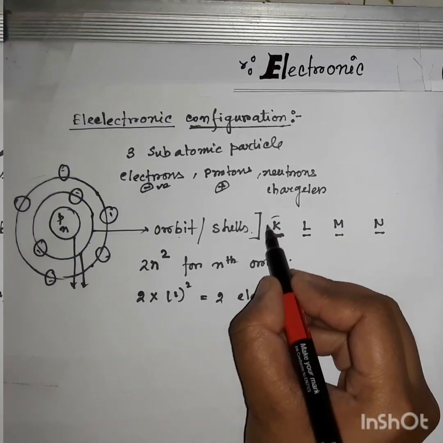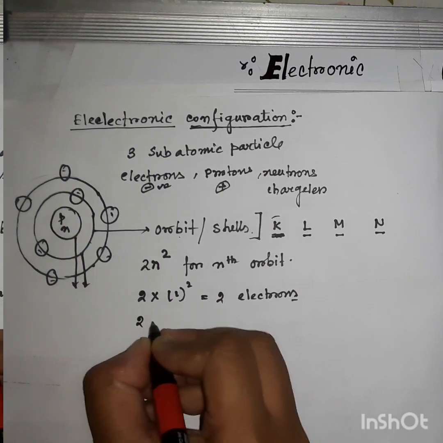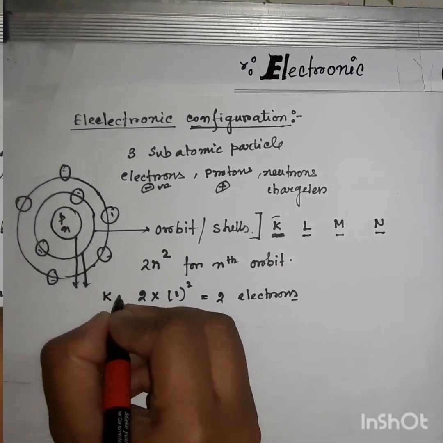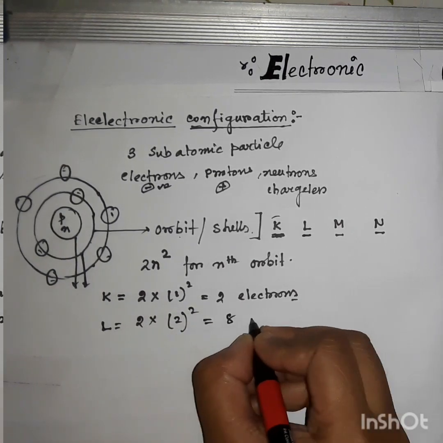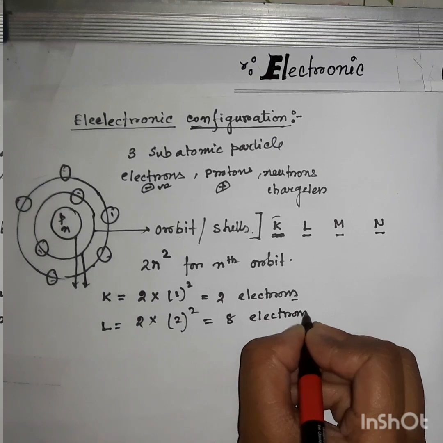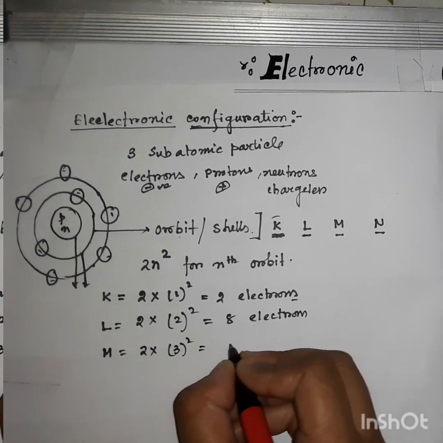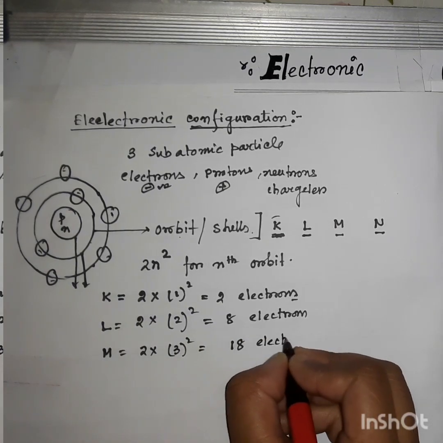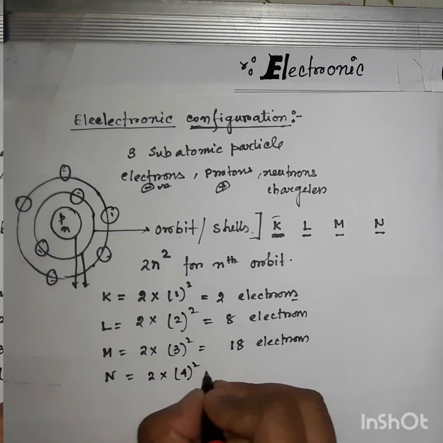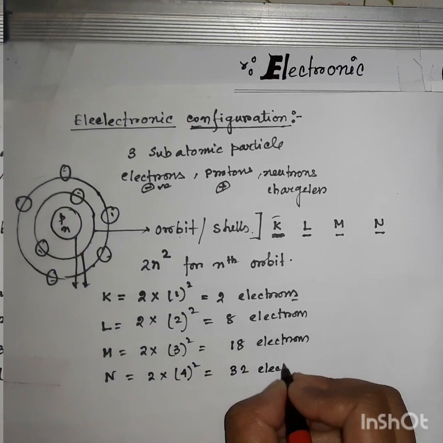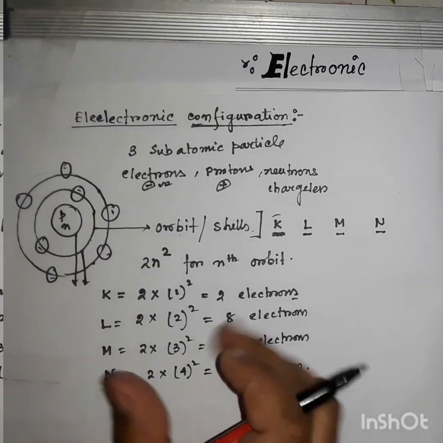So for the K orbit, as this is the first orbit, it can accumulate only 2 electrons. For the L orbit, it can accumulate 2 into 2 square, that equals 8 electrons. Next, for M, the third orbit, it can accumulate 18 electrons. You can calculate it also. And for the fourth one, it can accumulate 32 electrons. So these are very important for electronic configuration.